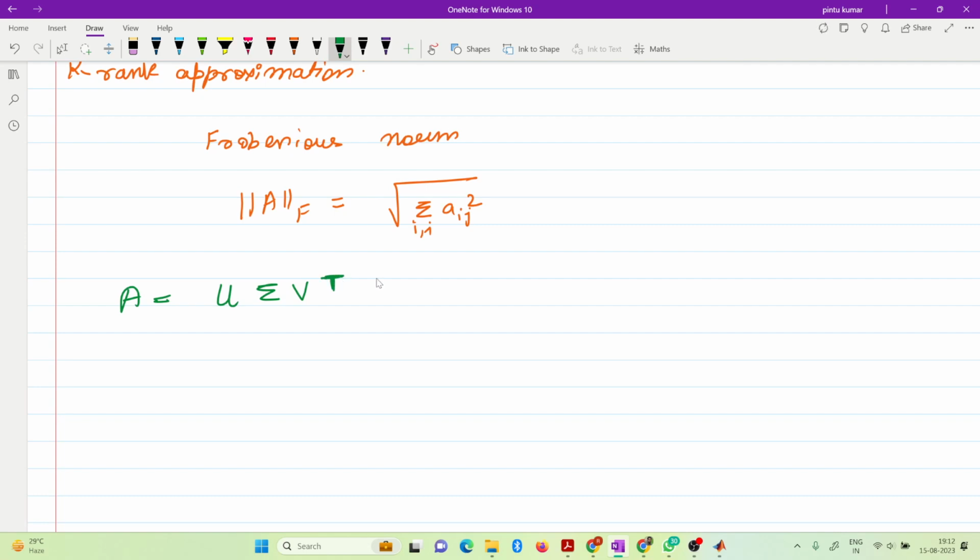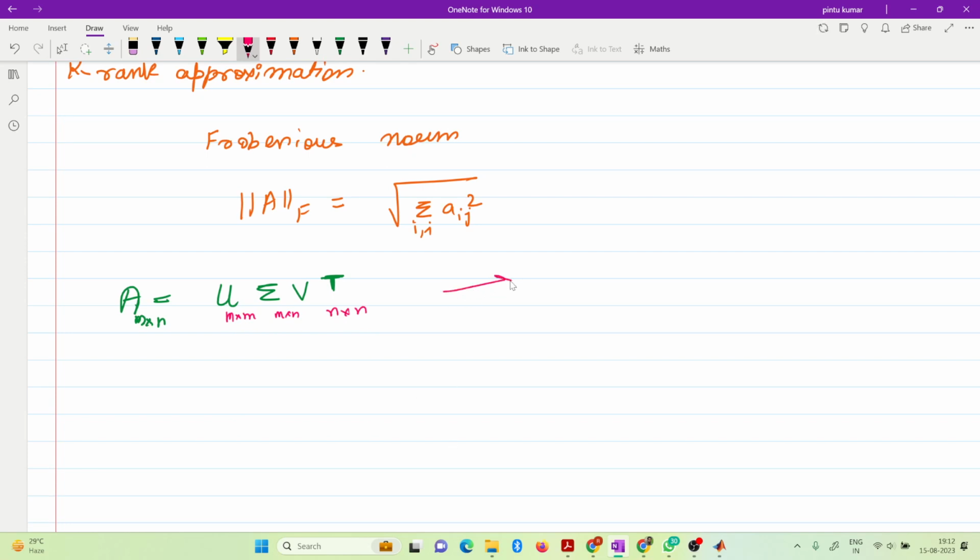For the time being, let us assume that this is very nice. Let's take this as M cross N. So this would be M cross M, this would be M cross N, sorry, I'm making a mistake here. This would be M cross M, this would be M cross N, and the last one would be N cross N.